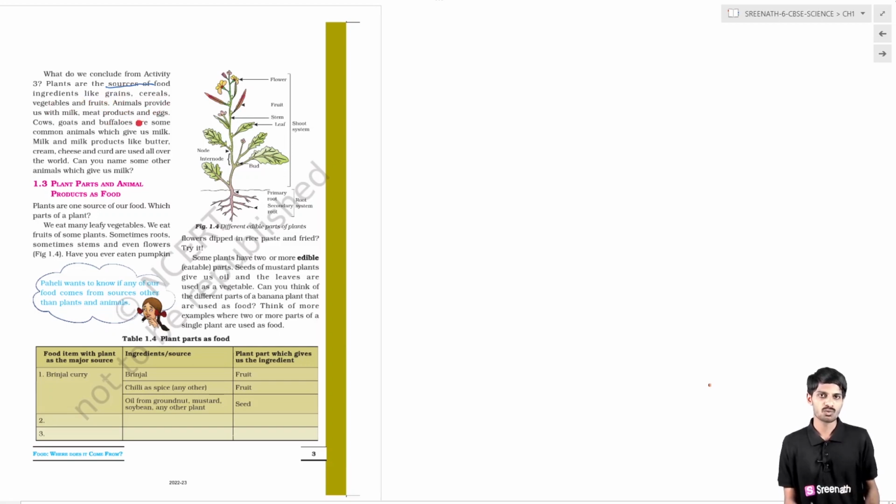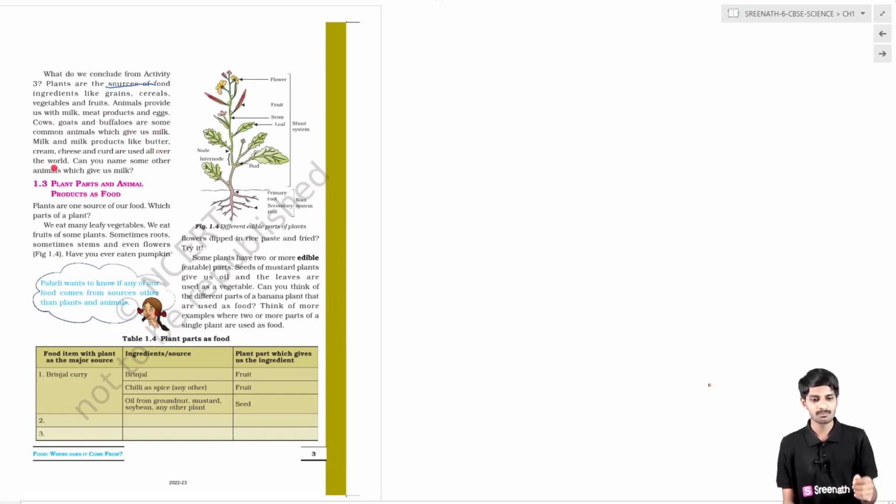And what do animals provide us? Animals provide us milk and meat products like chicken, mutton, beef, and what else? Eggs. Animals provide us eggs. These foods come from animals. Basically, cows, goats and buffaloes are some common animals which give us milk. Okay, milk and milk products like butter.